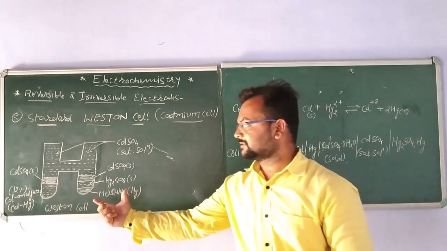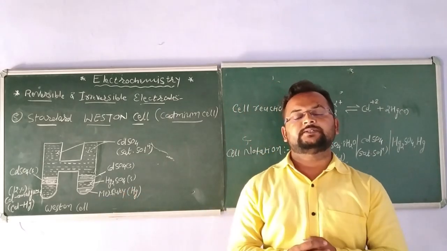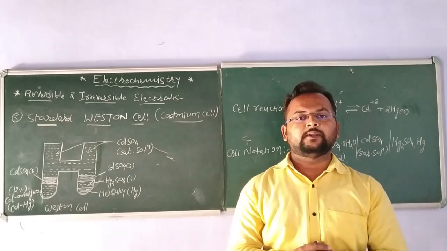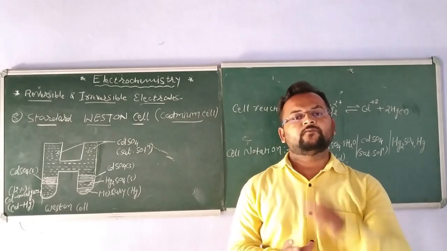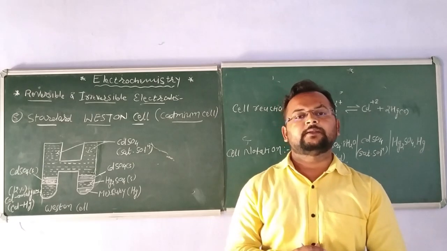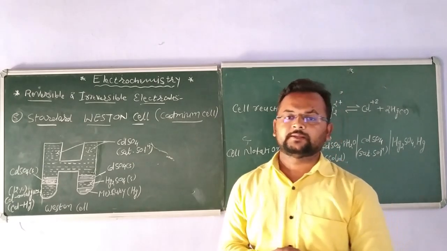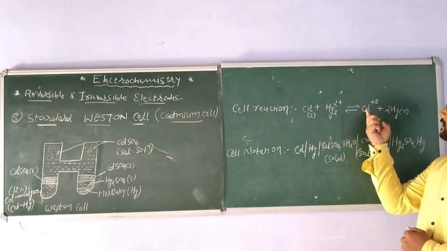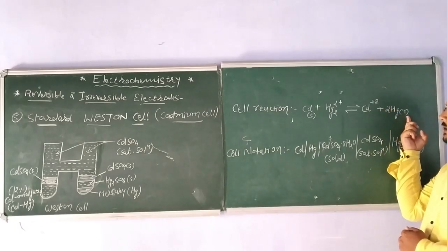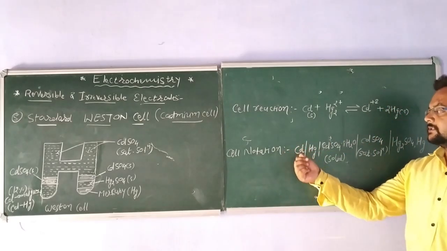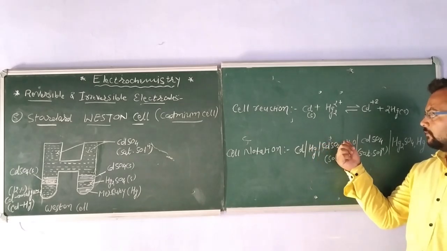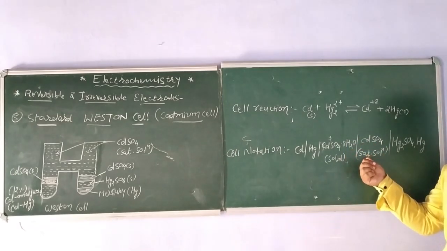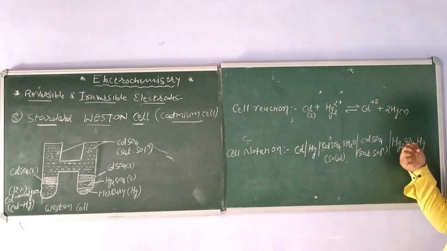The EMF of the Weston cell is 1.018636 volt at 20 degrees Celsius, and the dE/dT value is 4 × 10^-5 volt per degree. It is used to calibrate the scale of a potentiometer. The cell reaction is Cd solid plus Hg2^2+ in equilibrium with Cd^2+ plus 2Hg in solid form, and the cell notation is Cd | Hg | CdSO4·8H2O solid | CdSO4 saturated solution | Hg2SO4 | Hg.